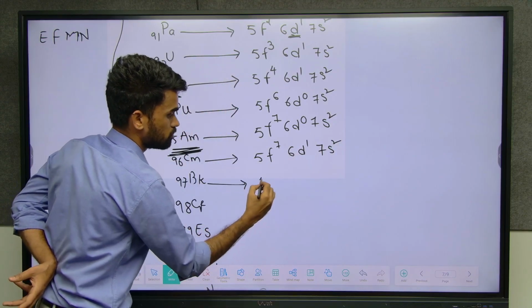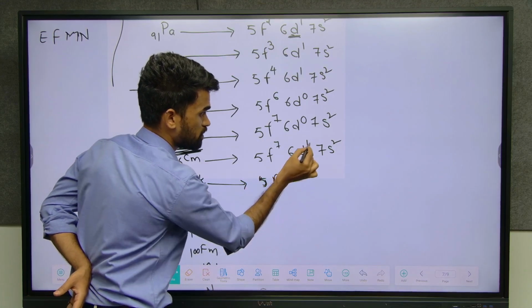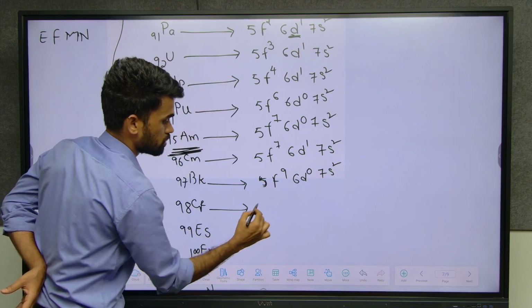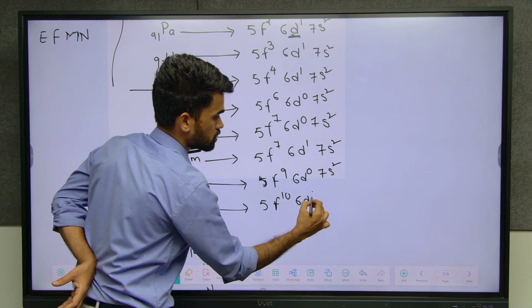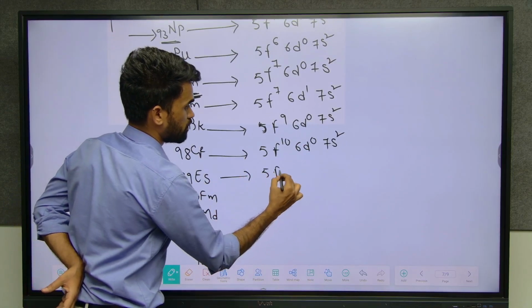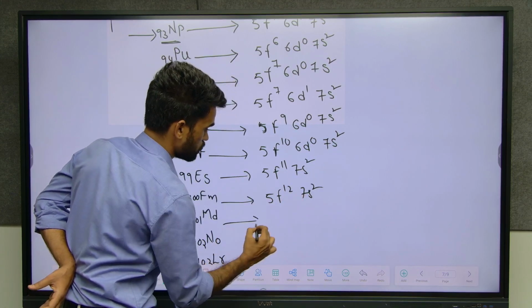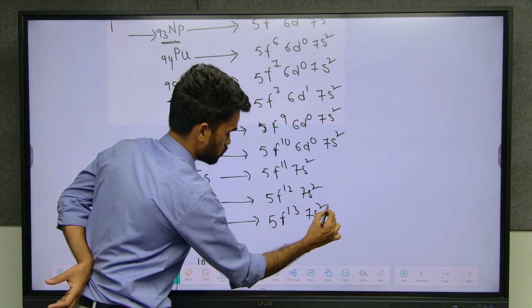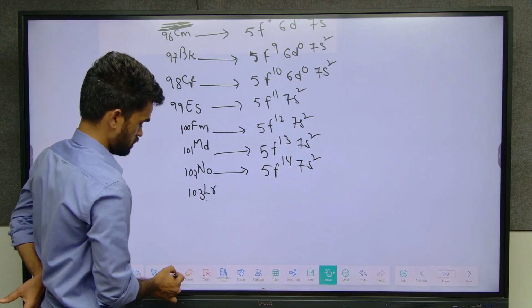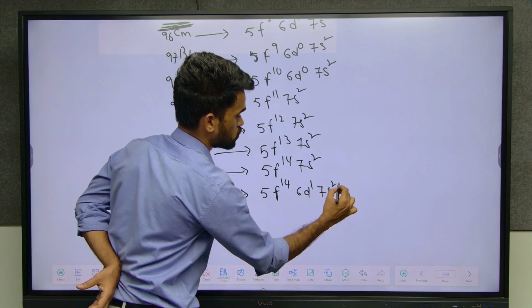This one, 8 won't appear now. So now what happens? 5F, this becomes 0 now. 9, 6D0, 7S2. Next, 5F. Next, 5F11, 7S2 I am writing directly. 5F12, 7S2. This becomes 5F13, 7S2. This becomes 5F14, 7S2. Last, 5F14, 6D1, 7S2. Clear up to here?